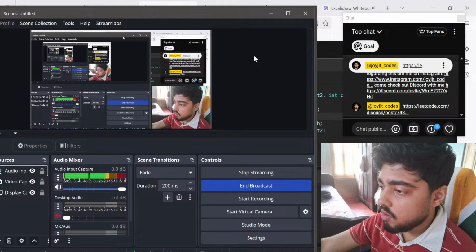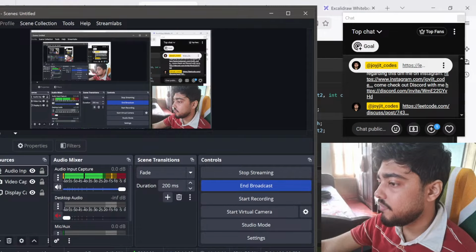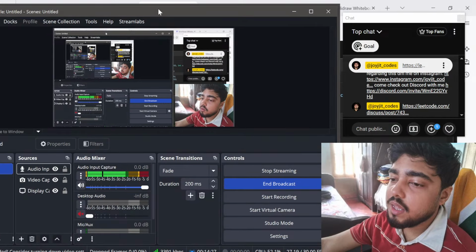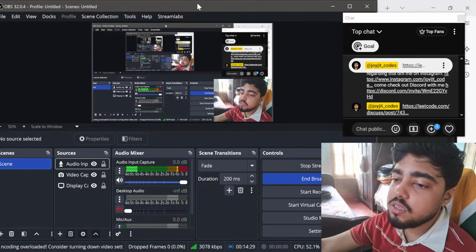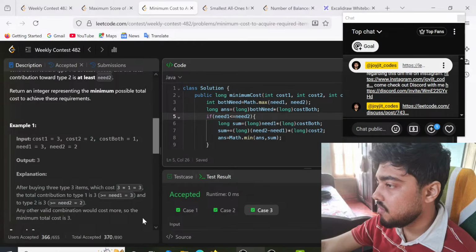I don't know why my FPS is getting a little low. It is coming as 28 now. It is again shifting to 7. I don't know why my FPS is getting low. I think there's some problem with OBS today.